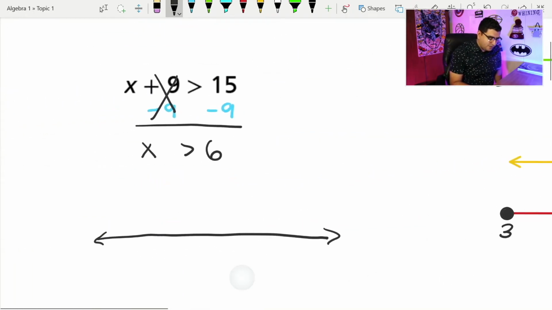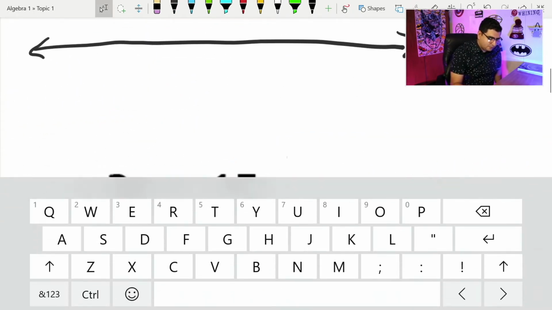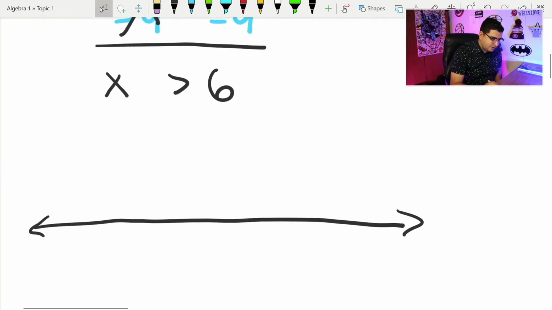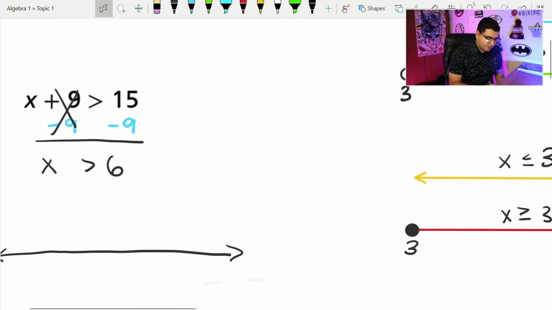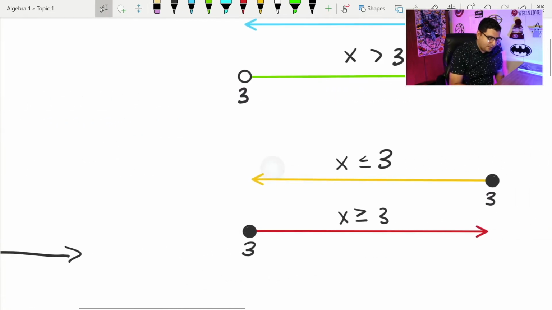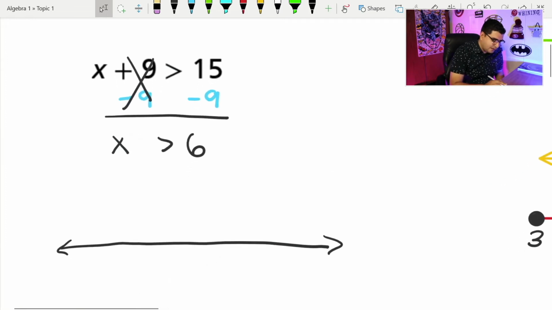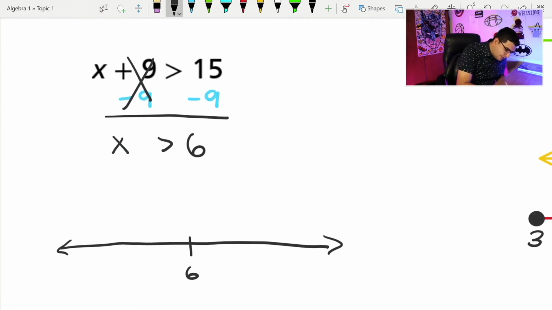So I'm going to go back to the one we had, x greater than 6, which means I'm going to use an open circle. If I go back and reference my chart, x greater than 3 was an open circle going to the right, so I'm going to do the same thing. I'm going to draw number 6 on my number line, and we're going to use an open circle, and we're going to go to the right.